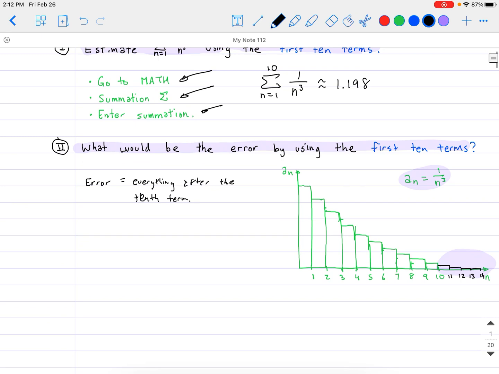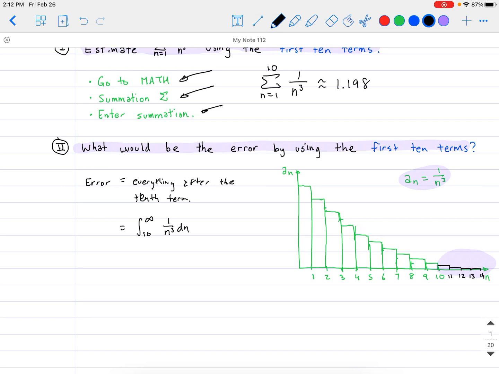Well, one way you can do it is, as we said, using something like the integral test. So what I'm thinking of is something like the following. We're going to look at the integral from n, in this case equal to 10, all the way to infinity of 1 over n cubed dn. Right there, that'll give me an estimate of what the error is.